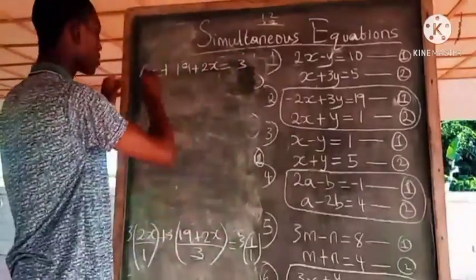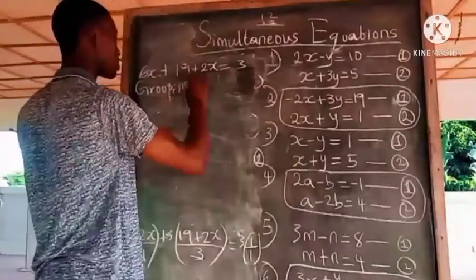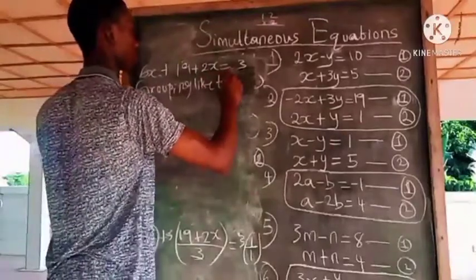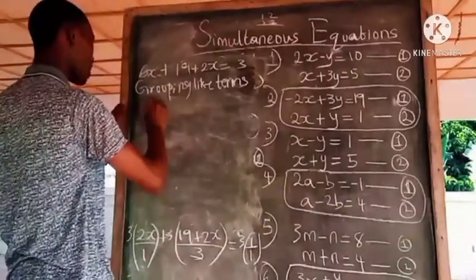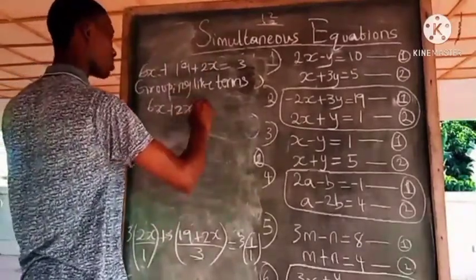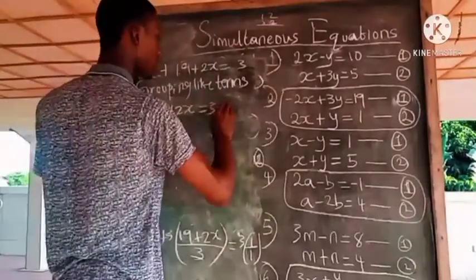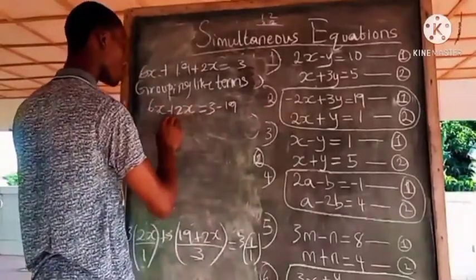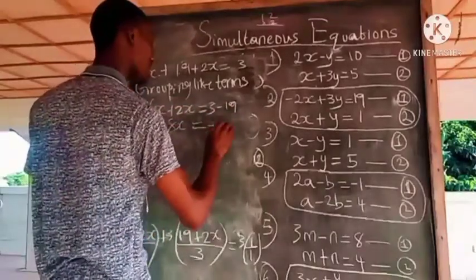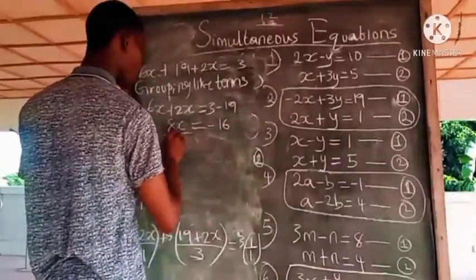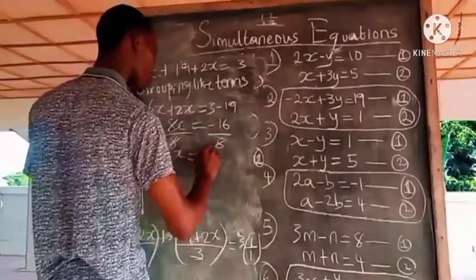So at this point, we are going to group like terms, like I said to you. Grouping like terms now, the 6x and the 2x remain. 6x plus 2x equal to 3. Now this 19 is a positive number, so crossing over it becomes negative 19. 6x plus 2x is 8x, equal to 3 minus 19, we'll be getting negative 16. So we'll divide both sides by 8 so that x can stay alone. So we'll be getting our x equal to negative 2.